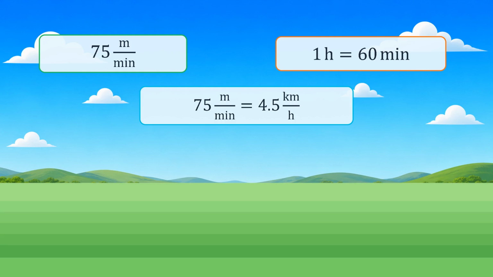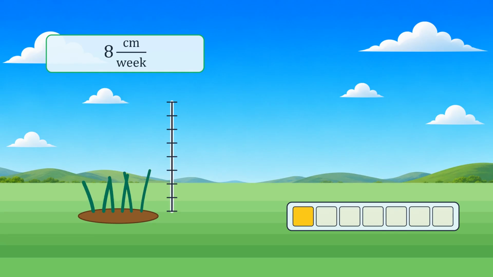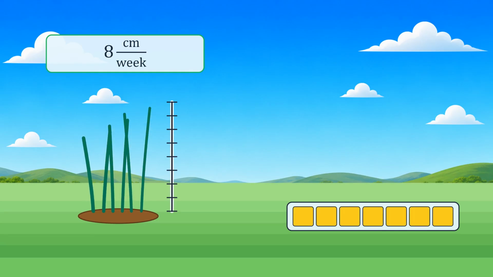We did not use the factor 3.6 directly because the starting unit was meters per minute, not meters per second. Now consider a more unusual example. Suppose grass grows by 8 centimeters in 1 week, and we want to express its growth rate in kilometers per hour. Grass is not traveling along a path, so this is a growth rate rather than an ordinary speed. Nevertheless, its unit has the same length divided by time structure, and the conversion method is exactly the same. We must convert centimeters into kilometers and weeks into hours.